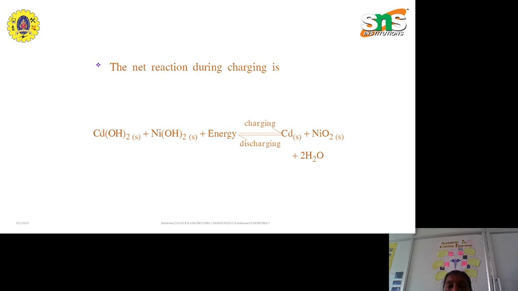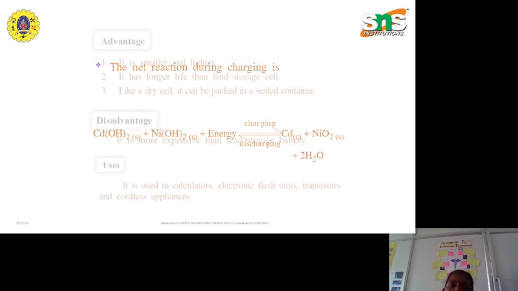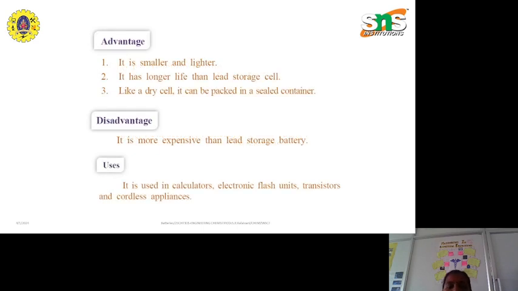Charging process means reconverted from cadmium hydroxide into cadmium, nickel hydroxide into nickel oxide. So cadmium hydroxide plus nickel hydroxide plus energy during the charging process, it is converted into cadmium plus nickel oxide plus 2 water molecules.